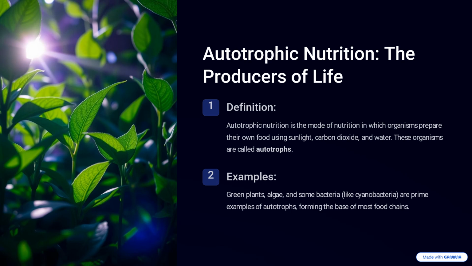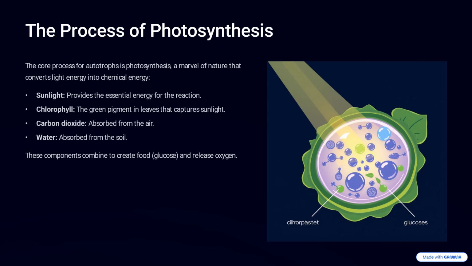Going to the next slide. In the previous slide, we saw that autotrophs prepare their own food. Plants prepare their own food from sunlight, right? That process we call photosynthesis. Here we are seeing the process of photosynthesis. The core process of autotrophs is photosynthesis, a marvel of nature that converts light energy into chemical energy. The plants acquire light energy from the sunlight, and it converts into chemical energy by different processes.